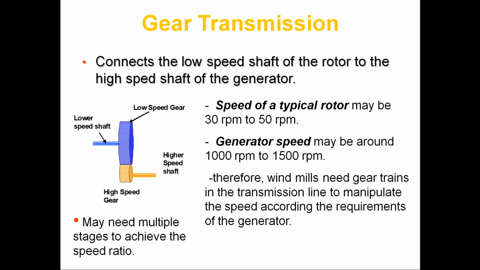So obviously we require a gearbox here to manipulate the speed according to the requirements of the generator, because only then will the electricity be generated. When you rotate a shaft at 30 to 50 rpm, the required electricity may not be generated. So we need to synchronize the speed or manipulate the speed using gear transmission lines or gearboxes.